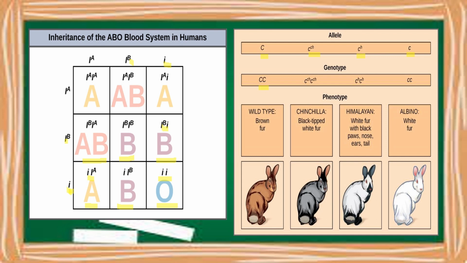So, if ang genotype niya kay C^ch and C^ch, ang iyang phenotype is chinchilla, black tip, white fur. If ang genotype naman niya is C^h and C^h, ang phenotype niya is Himalayan, white fur with black paws, nose, ears, and tail. And if ang genotype niya is small letter cc, it will have albino, white fur na rabbit.